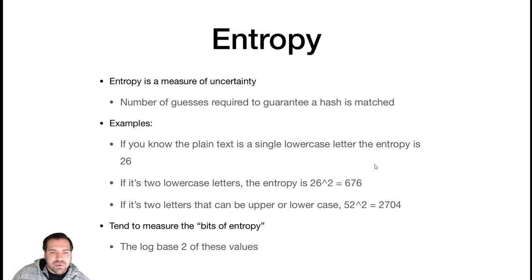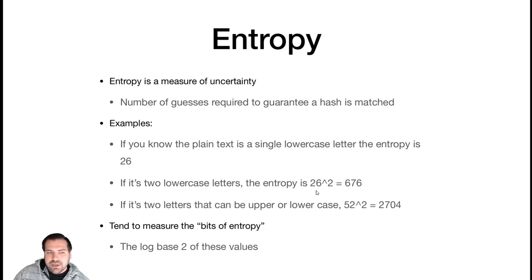So entropy is synonymous with the amount of uncertainty that a value has. And what we're going to measure here is the number of guesses that somebody would have to make in order to guarantee that they guess your password. Or, according to some criteria, how many total passwords exist with those criteria. So for example, if we have just one single lowercase letter, our entropy is 26 because it would take 26 guesses to exhaust the entire search space and guarantee that you crack that hash if you know that it's only a single lowercase letter.